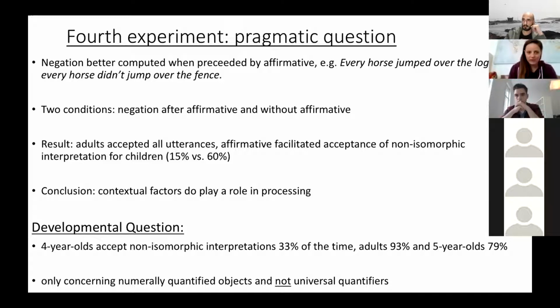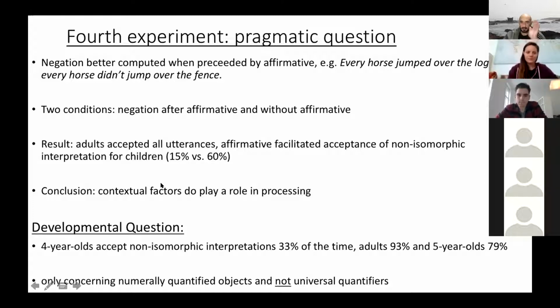But the interesting thing is that this only concerns numerally quantified objects and not universal quantifiers. So universal quantifiers are still kind of hard for children to process, and we don't yet know why those two things are so different. Or at least I don't know. I don't know if you have an answer to that, but that's all as far as the paper goes. Yeah, and that's it for me.